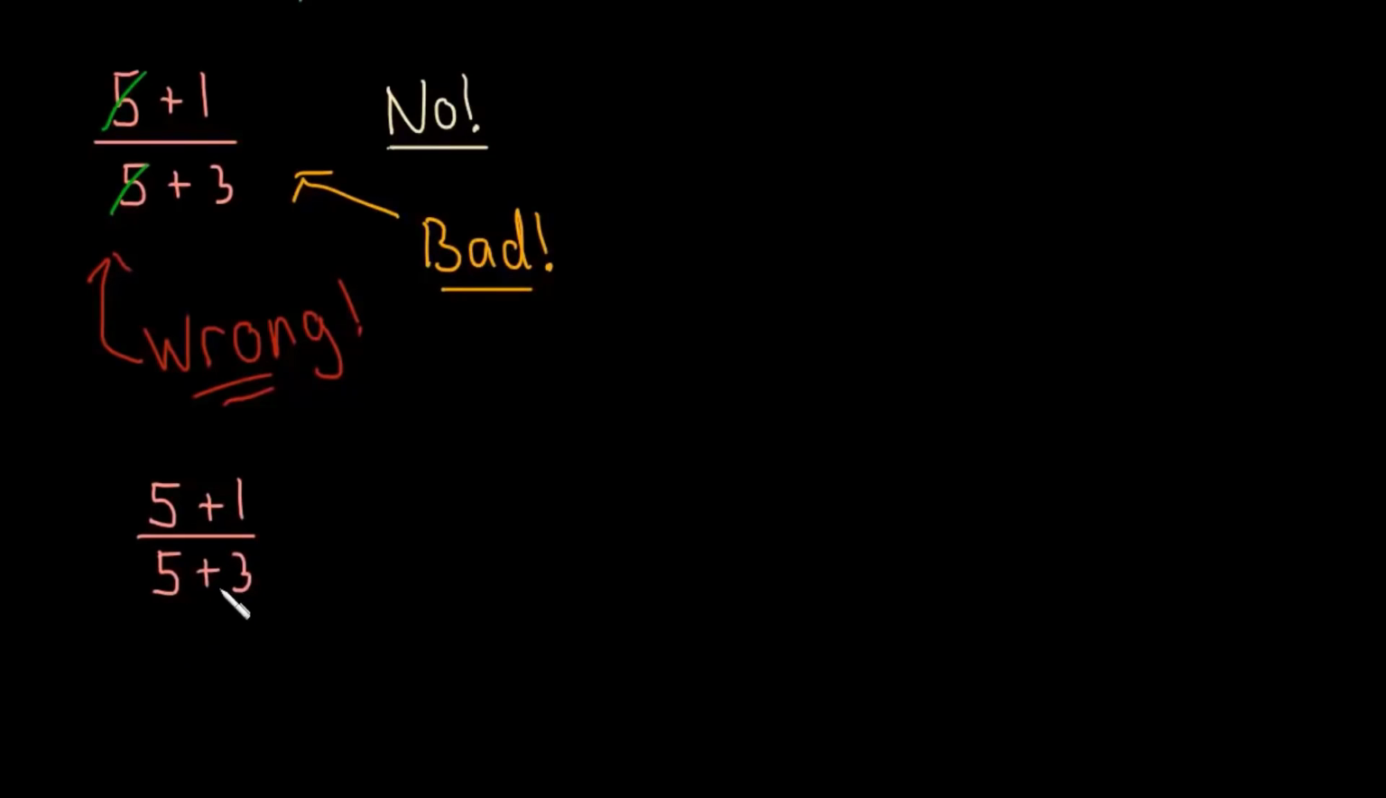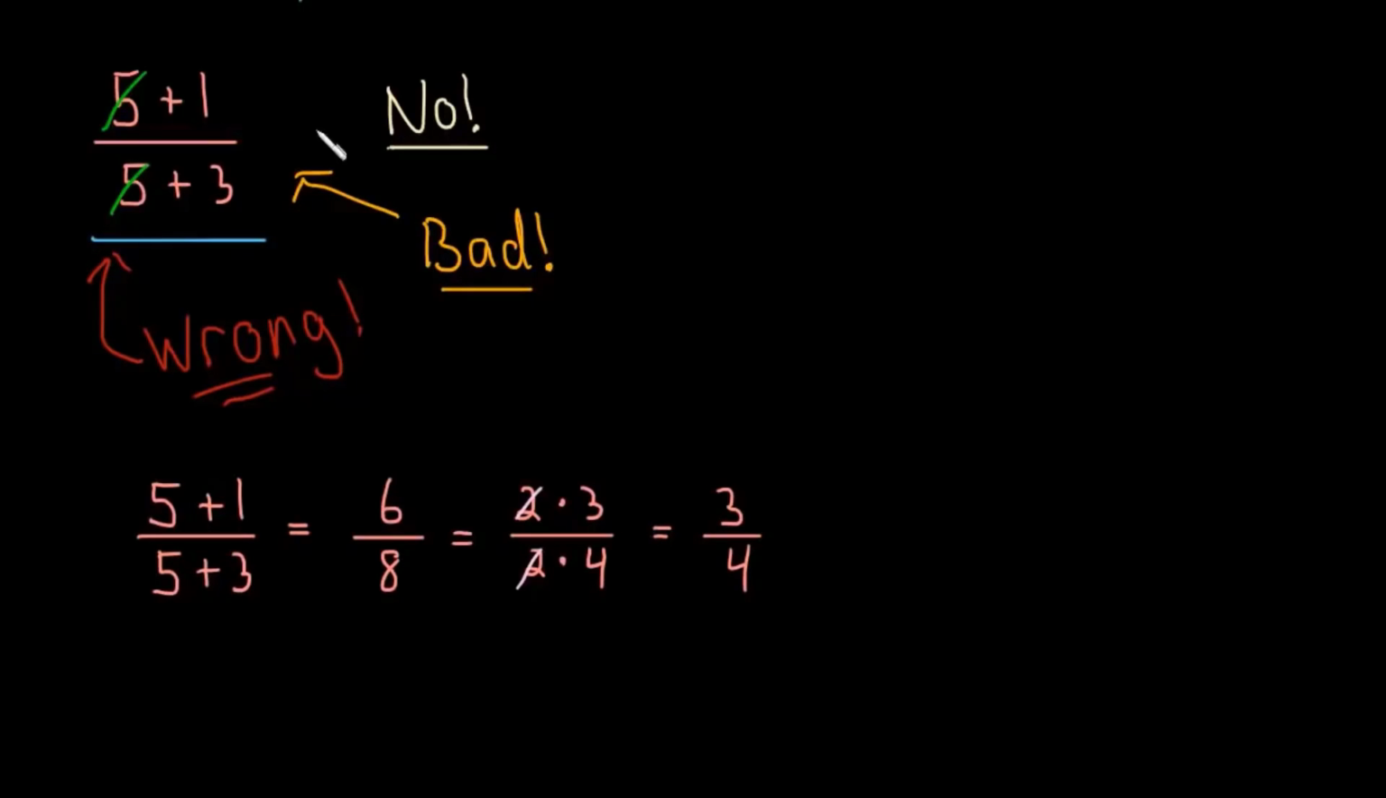So instead of canceling, let's see what happens if we just do this addition and try and simplify. So 5 plus 1 is 6, 5 plus 3 is 8, and then we're left with 6 is 2 times 3, 8 is 2 times 4, and now we know those 2s cancel, and we're just left with 3/4. Well, 3/4 certainly is not the same thing as 1/3. If we had canceled the 5s originally, we would have gotten 1/3, but of course 3/4 does not equal 1/3. So that's just an example of why this doesn't work out.